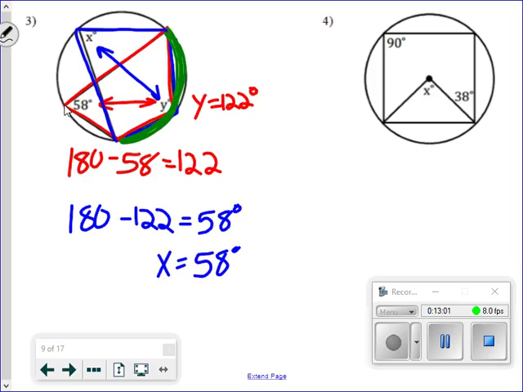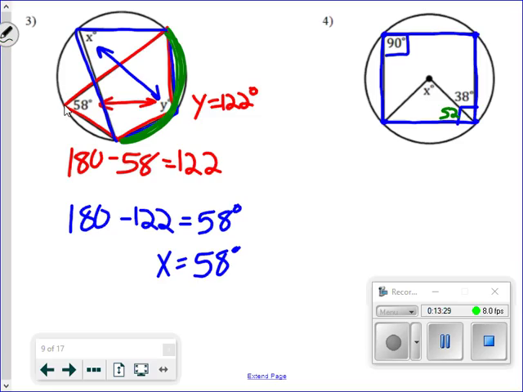Okay, so the cyclic part is right here. So if this angle is 90, that angle has to be 90 because they're across from each other to add to 180. That makes this a whopping 52.